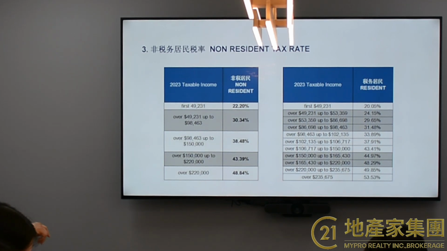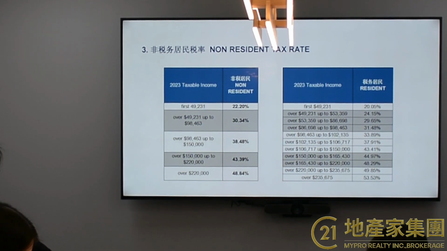Do they have the capital gain exemption? Yes, they also have the 50%. So it's very close to what local people pay. Just because the processing is complicated doesn't mean we're paying more tax.